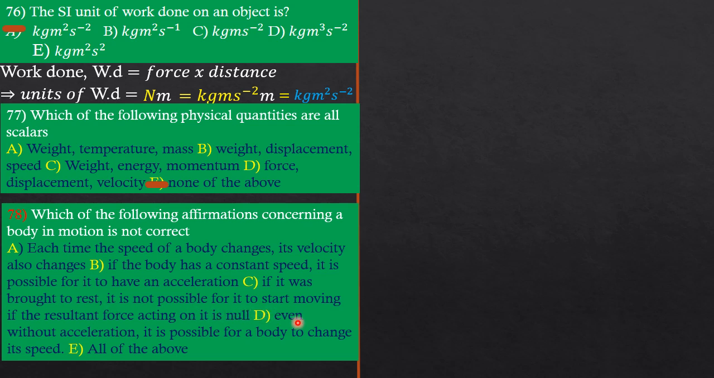All right. Then option D is saying that even without acceleration, it is possible for the body to change its speed. Friends, this option is not correct, because the moment the speed of an object changes, that object accelerates. Great. So guys, obviously E, all of the above, is wrong. So the only answer here that we can take is option D. Option D is the best because each time the speed of an object changes, that object must accelerate, guys. Must accelerate. All right. Let's look at question 79.